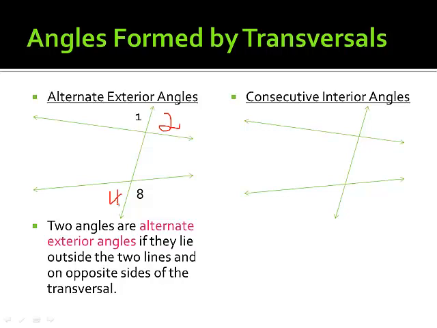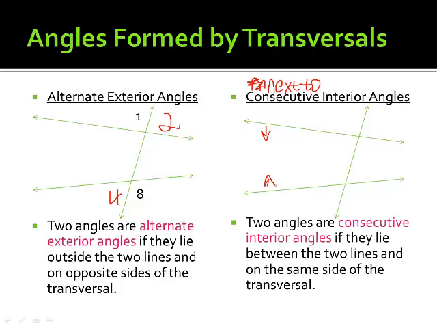Consecutive is a fancy word for next to. Consecutive interior angles, meaning they're next to each other and they're on the interior, so in between the two lines. Two angles are consecutive interior angles if they lie between the two lines, but they also have to be on the same side of the transversal. That's why they're consecutive. They're right next to each other. So here's one example, angles 3 and 5. Another example would be, let's say, angle 2 and angle 4 again. So those are your consecutive interior angles.